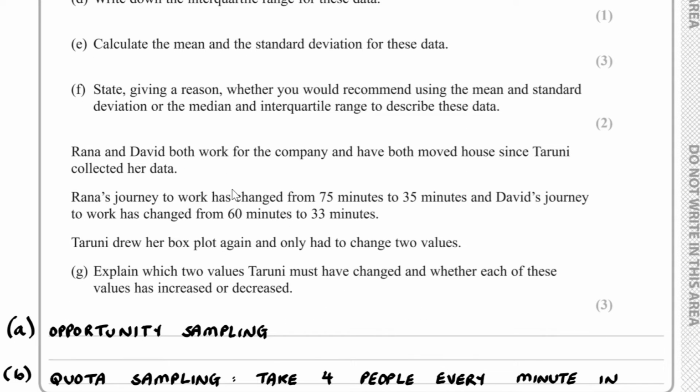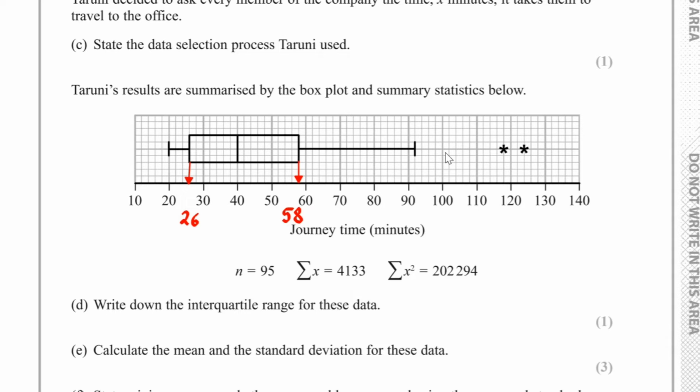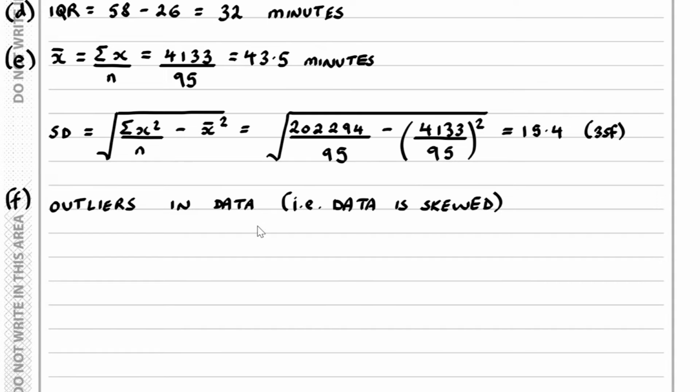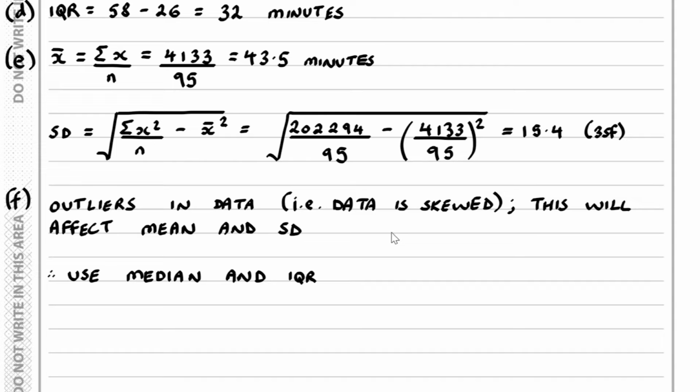Now for part F, we have to state, giving a reason, whether you would recommend using the mean and standard deviation or the median and interquartile range to describe these data. Well, what we can see is there are outliers here and here, and those will skew the data, which will affect the mean and standard deviation. So there are outliers in the data, in other words the data is skewed, and this will affect the mean and standard deviation. And so I recommend using the median and the interquartile range.